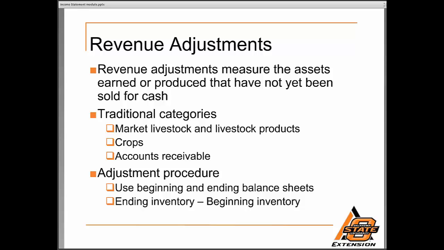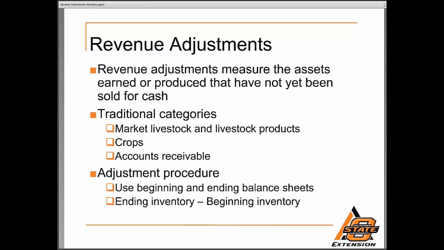An accrual adjusted income statement uses revenue and expense adjustments to get an accurate picture of earnings and expenses of a business over a certain period of time. Revenue adjustments are important to include for valuing your farm's production, whether the products are sold or stored. Traditionally, market livestock and livestock products, crops, and accounts receivable may have revenue adjustments. Properly constructed beginning and ending balance sheets are critical to make accurate revenue adjustments.